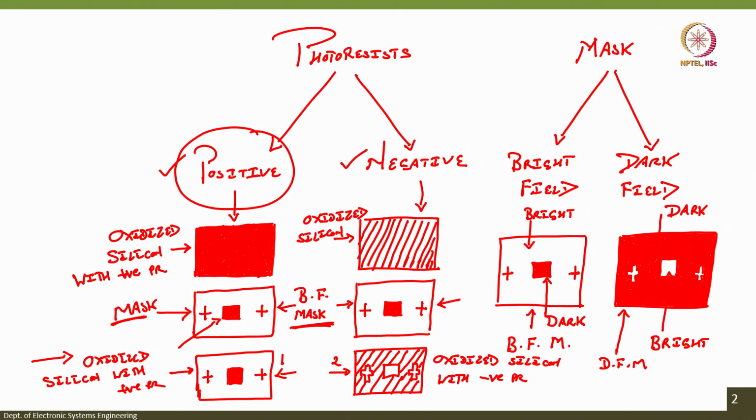In negative photoresist, the area which is exposed, which is your filled area here in bright field, gets stronger. The area which is not exposed gets weaker. Okay. What will happen if I change this mask to a dark field mask? Right now, what we have? We have a bright field mask, but if I change this mask to a dark field mask, what will happen?